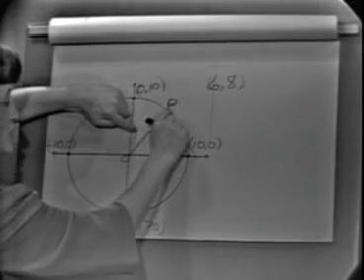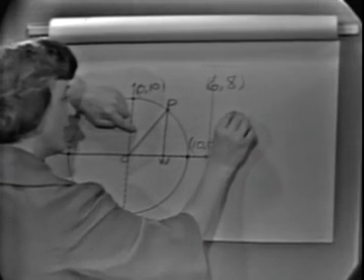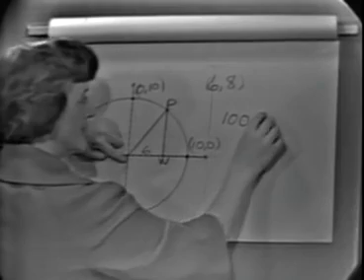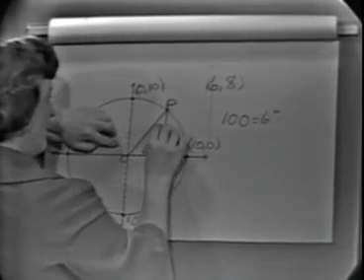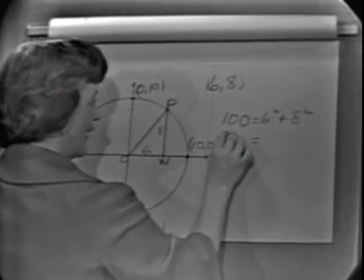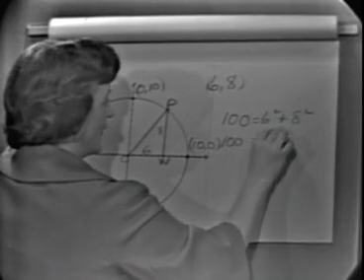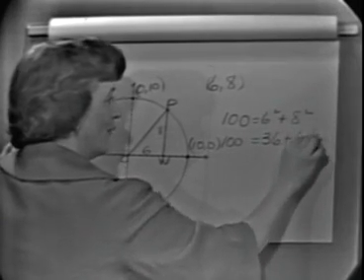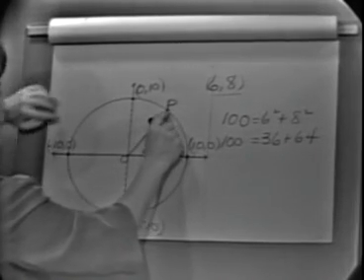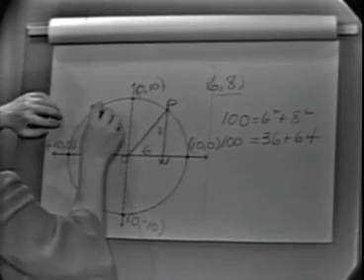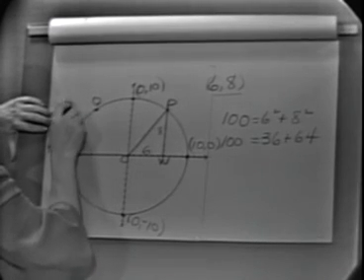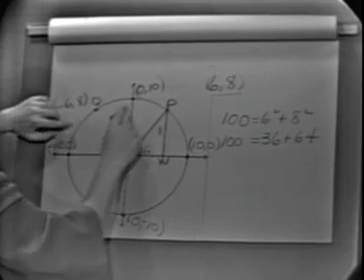If it is, then 100 must equal 6 squared plus 8 squared. We see that 100 is equal to 36 plus 64, and therefore that point is on the circle. If it is on the circle, then a point symmetric to point P, we can call Q, which would have coordinates negative 6, 8, symmetric to the vertical axis.